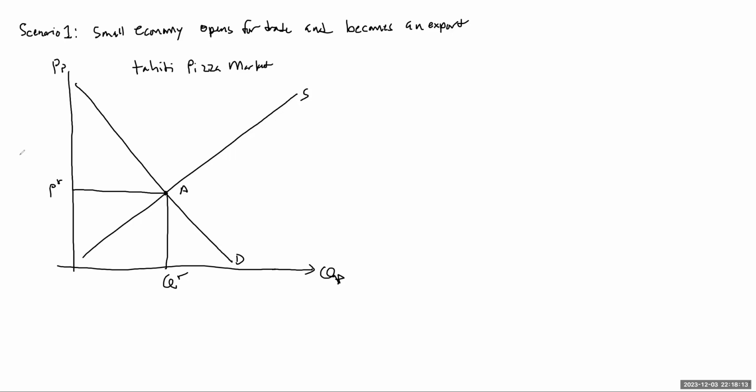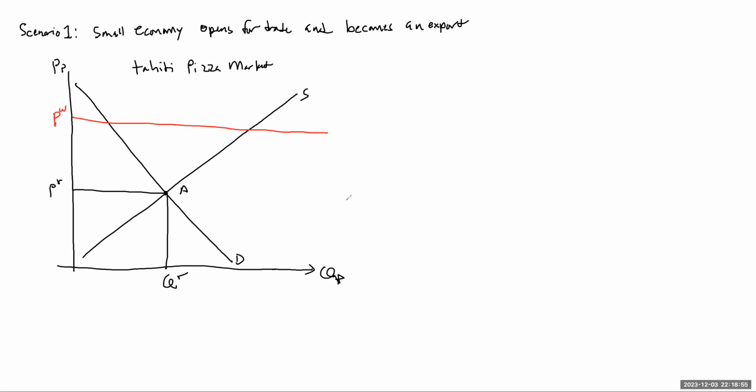So when Tahiti decides to open up for trade, it's faced with the world price. And in this situation, when the king or president of Tahiti decides they want to trade pizza with the rest of the world, the price is all the way up here. Okay. So let's see what happens. Let's see the logic and the intuition of what happens now. Let's see the domestic suppliers.